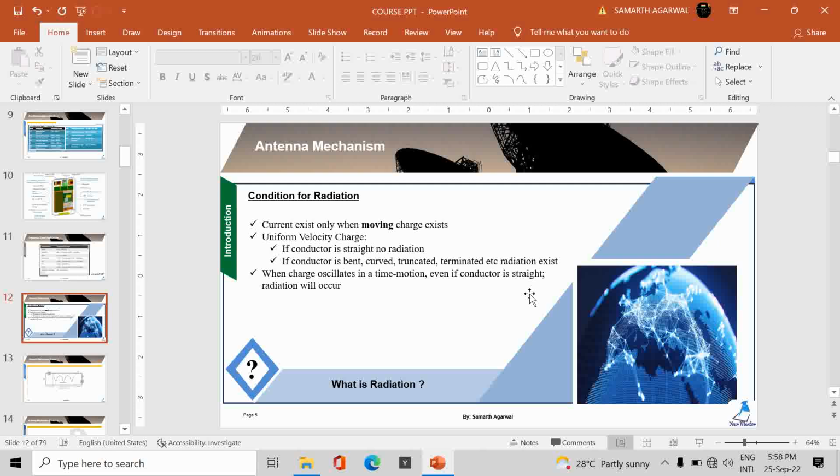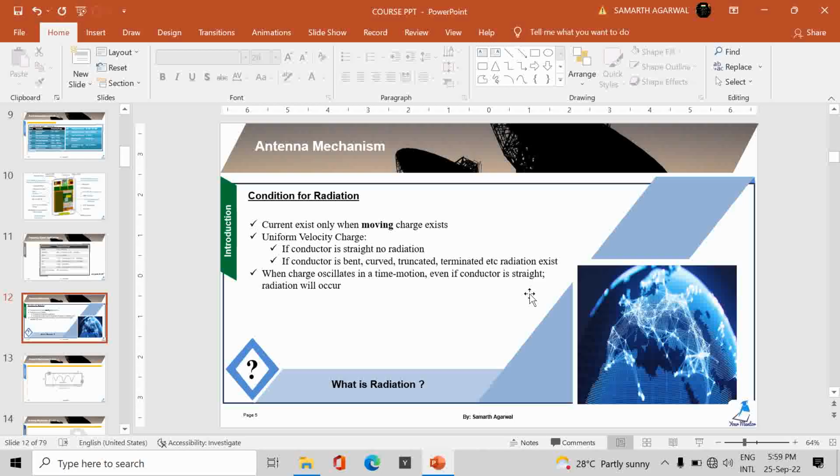Further, whenever charges are moving, dq by dt is nothing but your current only. So if charges are not moving, that means no current, hence no radiation. Then further, if dq by dt has a constant value, two cases will be there. If the conductor in which the charges are flowing is straight, continuous, with no alterations, then there will be no radiation.